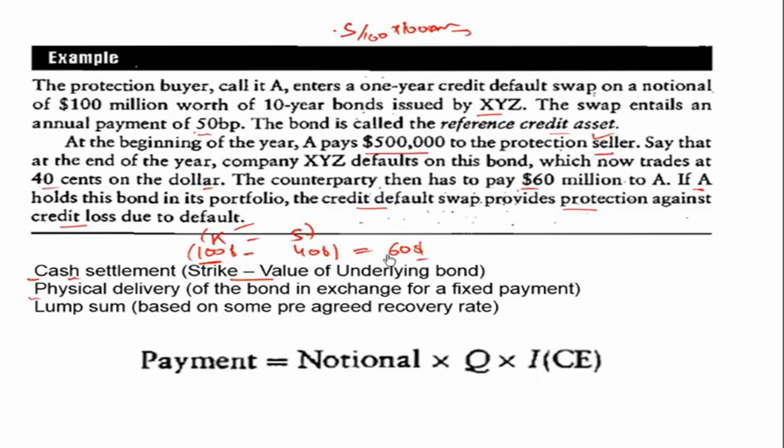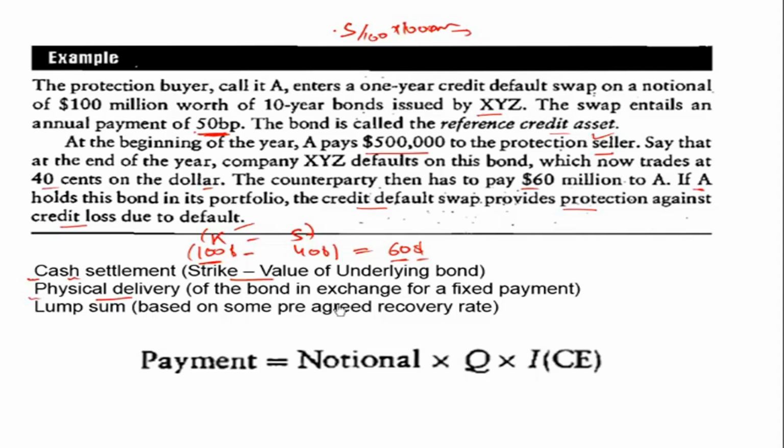That is, the CDS ends here. That is, there will be no further payments of 50 bips or these $500,000, and the seller has made good by paying $60 or providing the protection to the buyer.